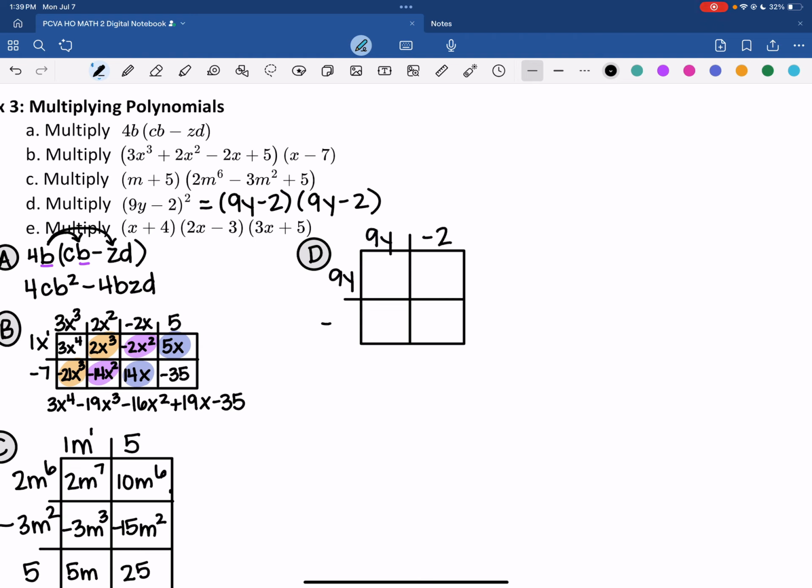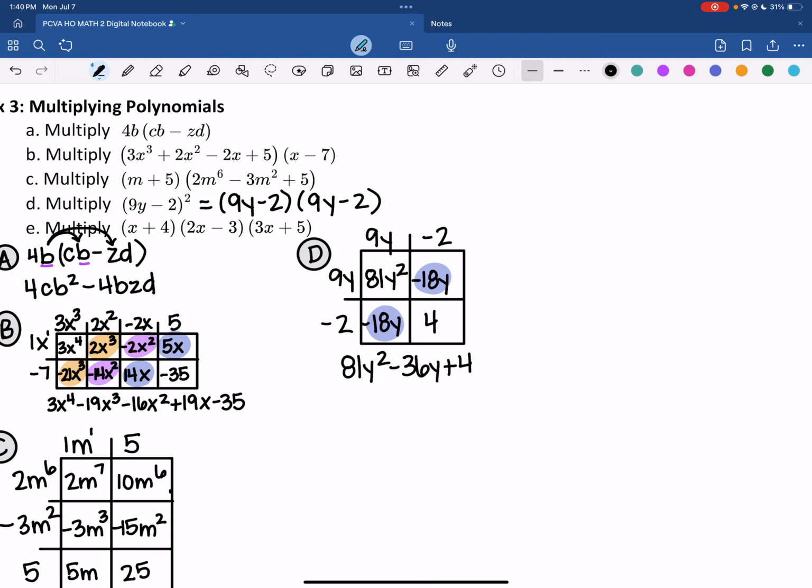All right. So I have 9y times 9y, so that's going to be 81y squared. 9y times negative 2 is going to be negative 18y. We got another negative 18y, and then we have positive 4. So we are going to combine our like terms, which are the negative 18y's. Both of them are negative. So this is going to become 81y squared minus 36y plus 4.